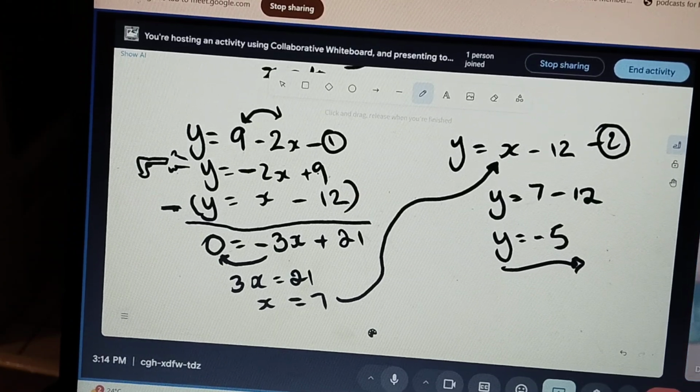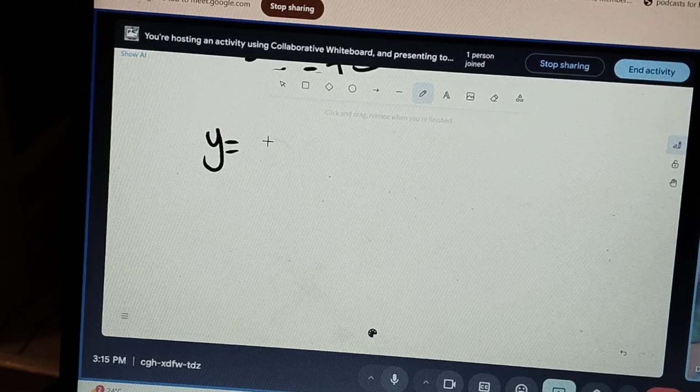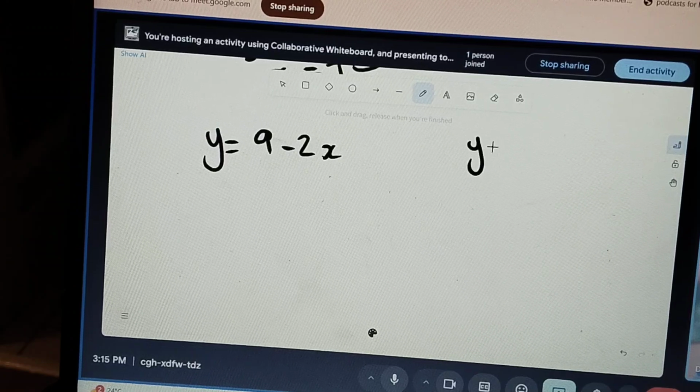Now, Sarah, you're going to have to send me some seriously. I'm going to send you a YouTube video on this. But what you also have to know, you have to know by substitution and by graphics. And there's not a lot of time left, so I'm going to just quickly show you the substitution method. This same one, I'm going to do the exact same one, with y equals 9 minus 2x, and y equals x minus 12.